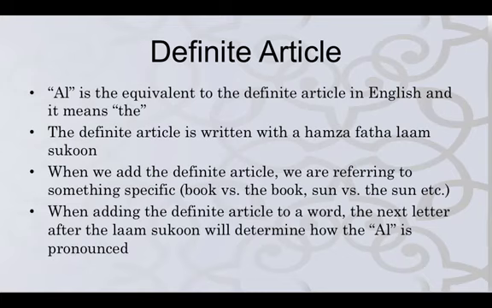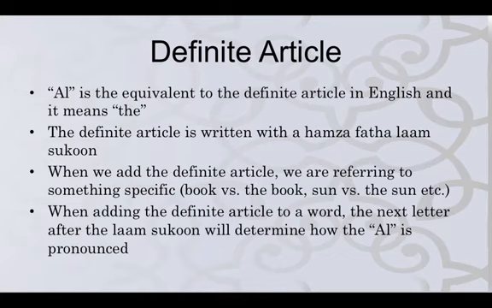Now, what is the purpose of the definite article? Whenever we add the definite article to a word, such as book or sun, that means we are referring to something specific. So when we say the book, we're referring to a very particular book. When we say the sun, we're referring to a particular sun, etc. When we add the definite article to any Arabic word, we're making that specific Arabic word definite. Say, for example, these two examples that I've given you here: book versus the book, or kitab versus al-kitab, that would be the Arabic equivalent. Sun versus the sun would be shams versus ash-shams.